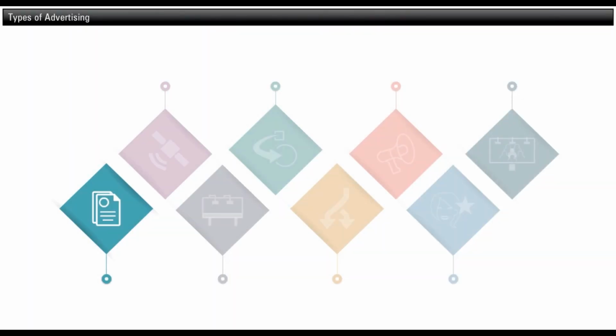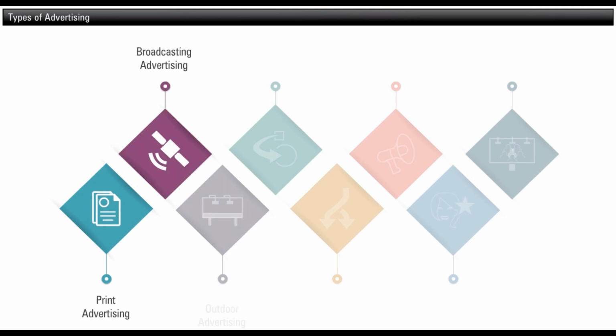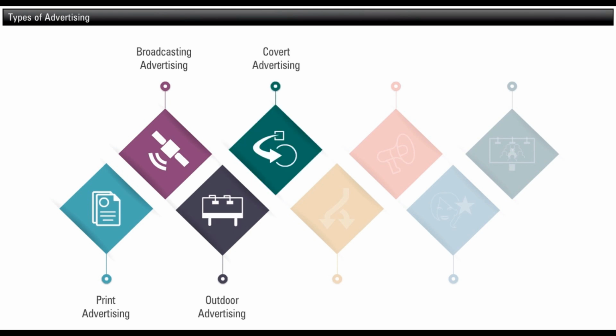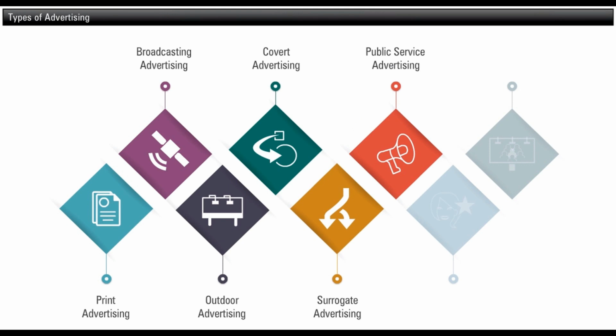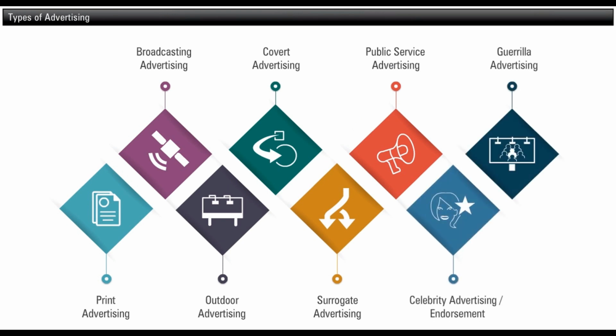Now, let us take a look at the different types of advertising. Advertising can be classified as print advertising, broadcasting advertising, outdoor advertising, covert advertising, surrogate advertising, public service advertising, celebrity advertising or endorsement, and guerrilla advertising.